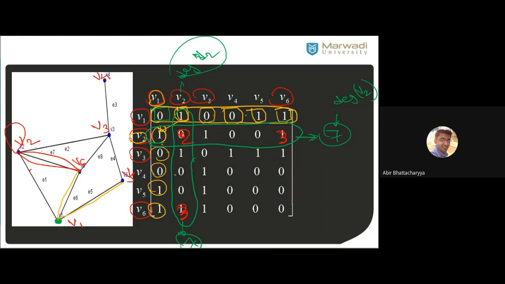He is asking about whether V2 and V3 are connected. Till y is 0. So this is V1 and V3. V1 and V3 is not directly connected. V2 and V3 is 0.